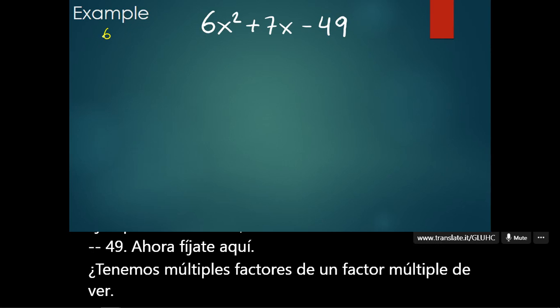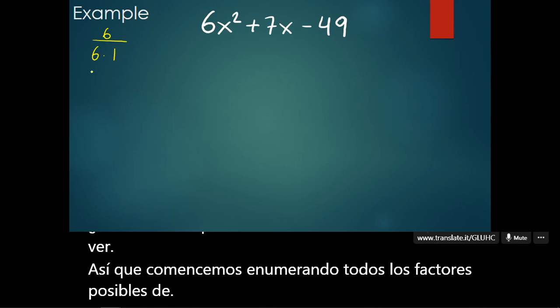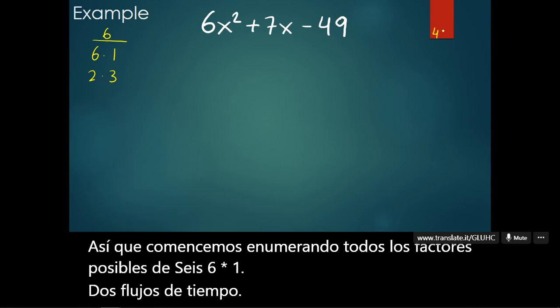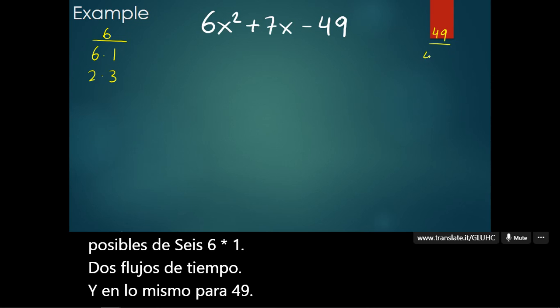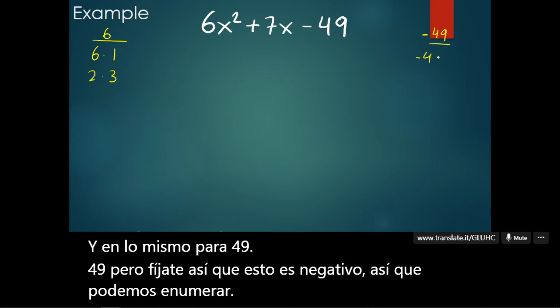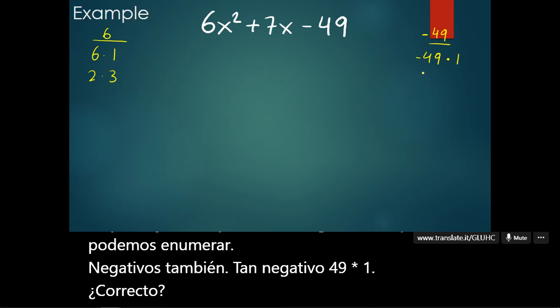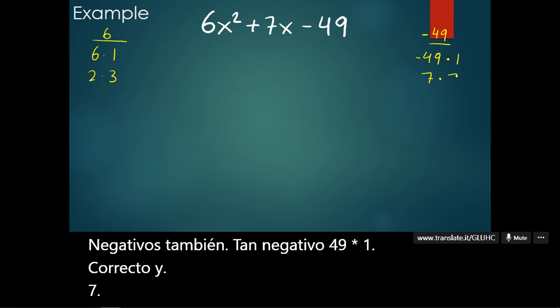So let's begin by listing out all the possible factors of 6. 6 times 1, 2 times 3, and then the same for 49. But notice that this is negative, so we can list out negatives as well. So negative 49 times 1, right? And 7 times 7. You can also make that.